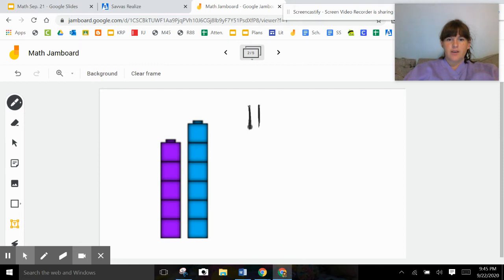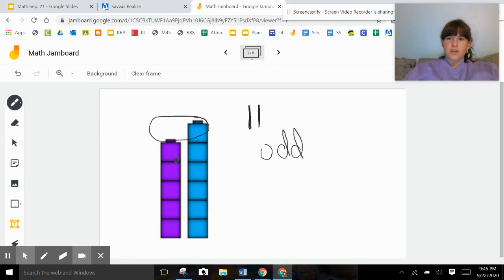Sloppiest 11 I think I've ever made, but it works. So this number is 11. Is the number even or odd? Well, we have an odd man out. This guy does not have a buddy. Everyone else does. So this number is odd.